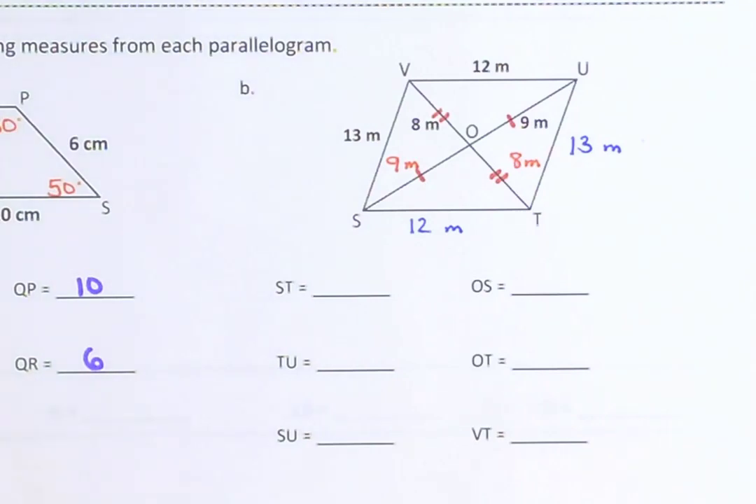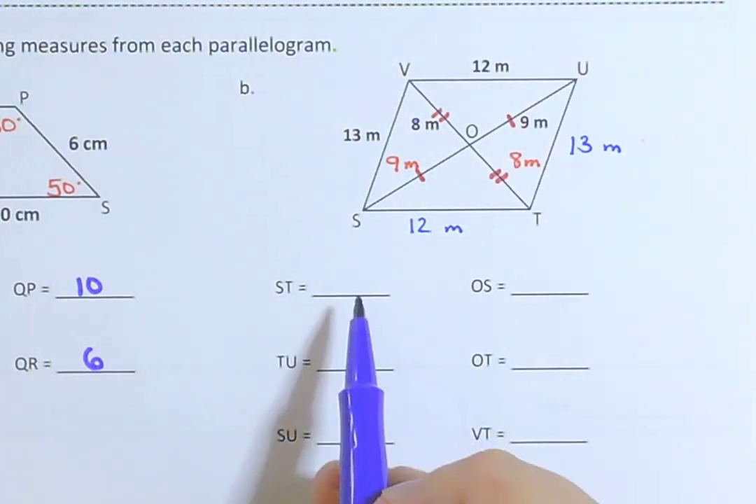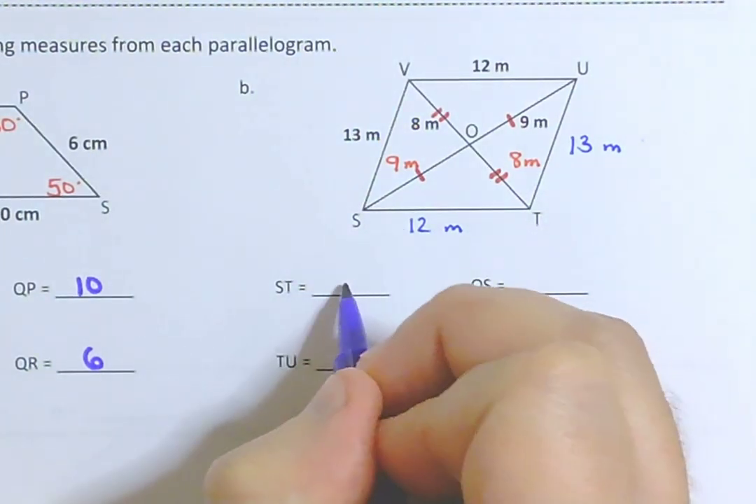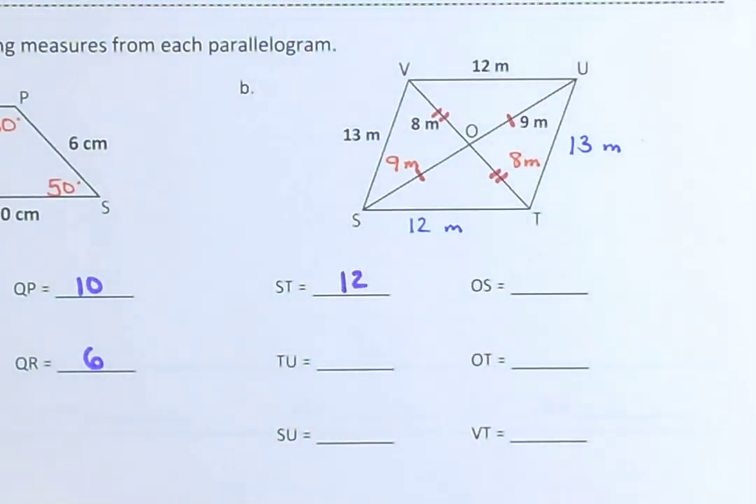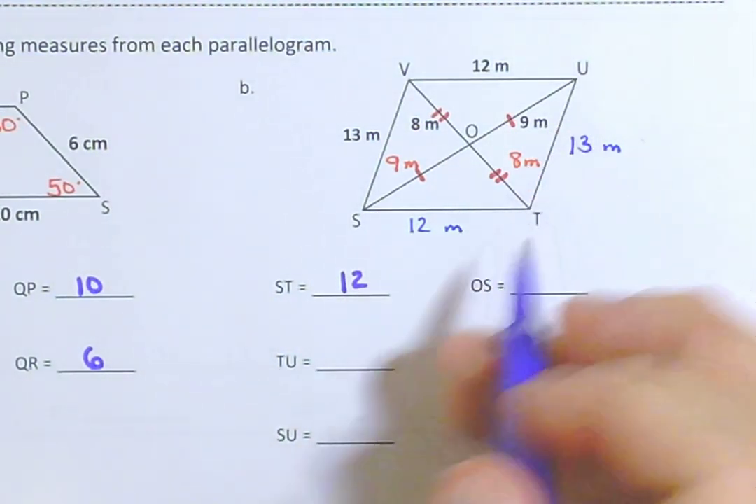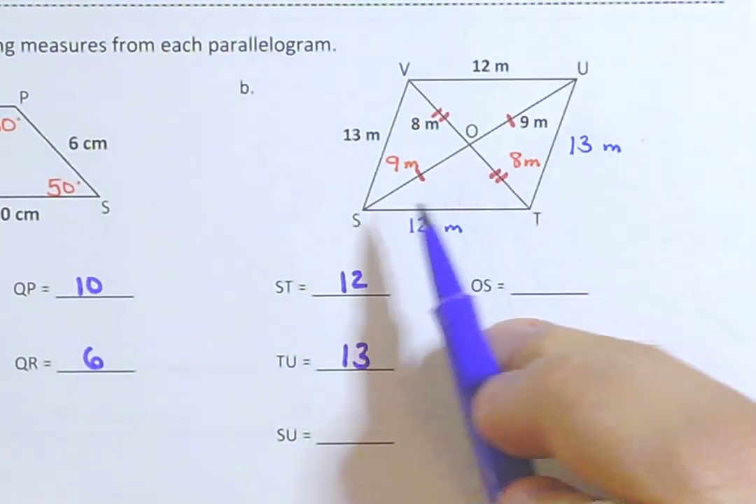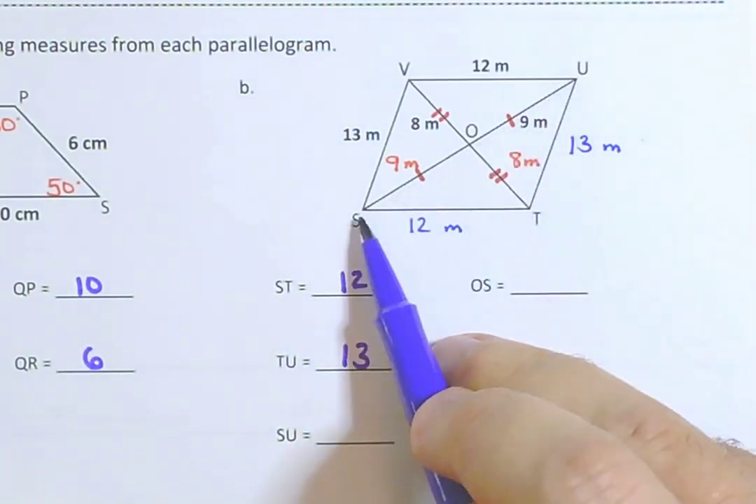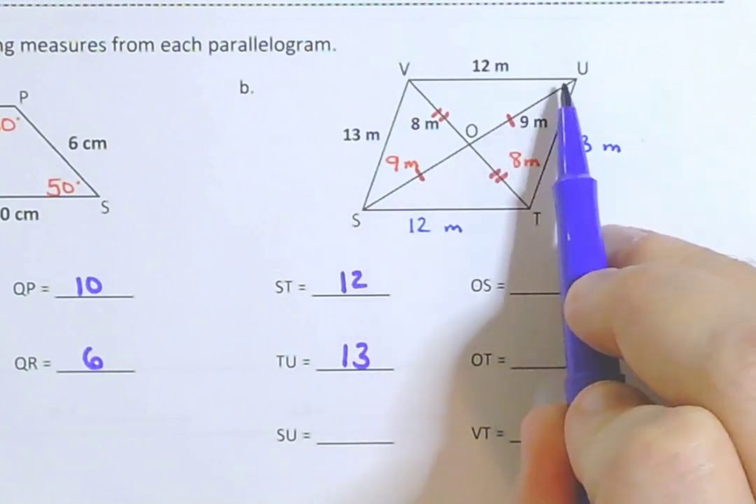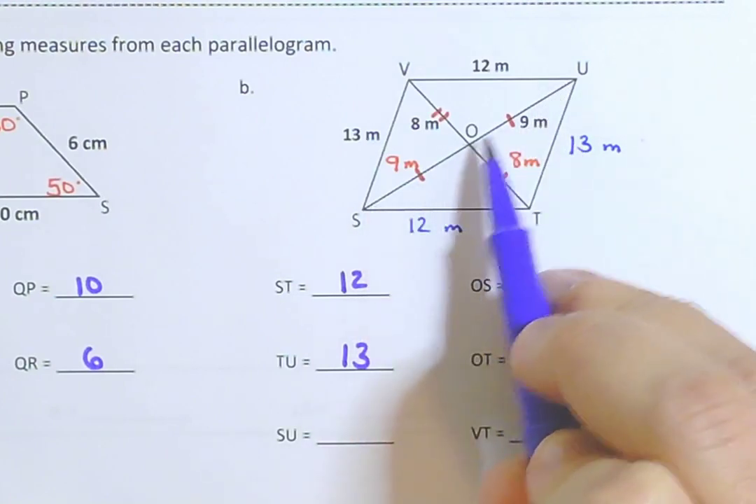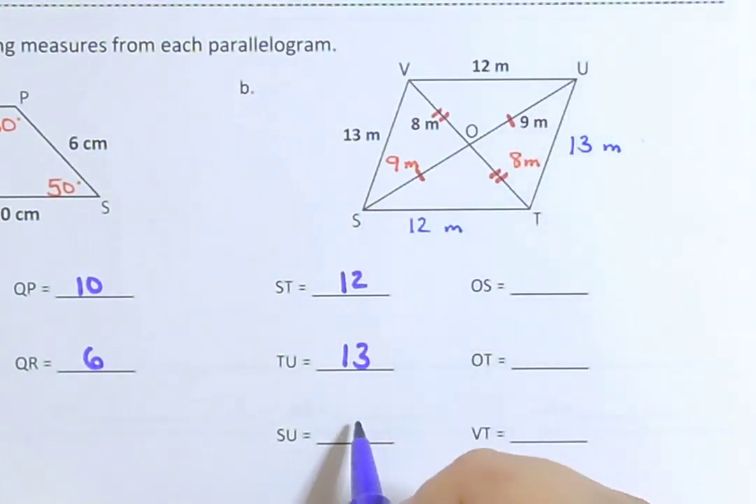Now that I have all the parts filled in based off what I've been told, I'm just going to go through and answer these parts. So ST we found to be 12 meters. TU we got to be 13. SU is going to be the entire thing here. So that's going to be this plus this. So that's going to be 9 plus 9. So that's going to be 18.